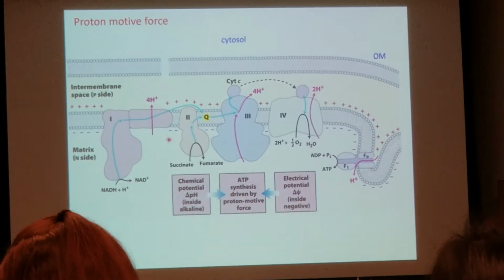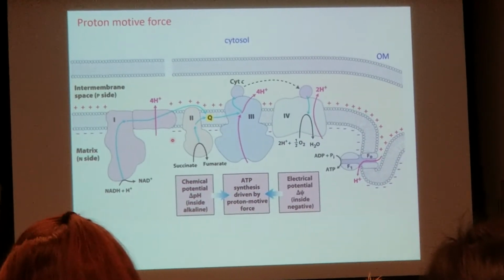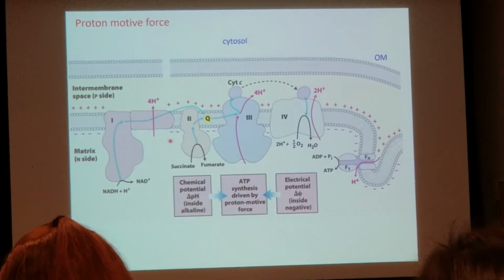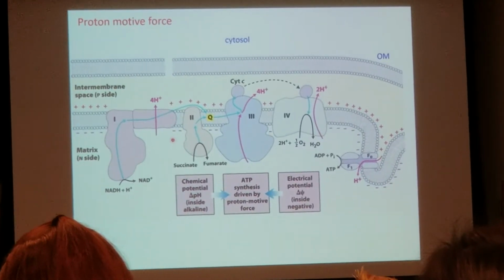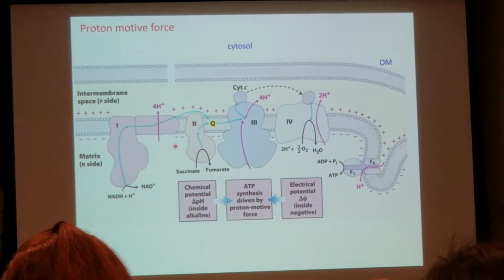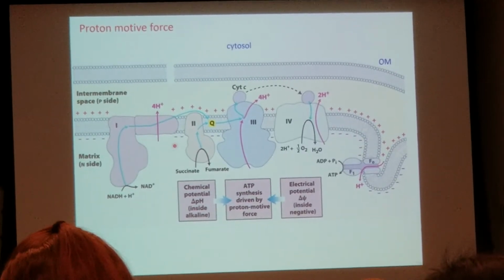So we've got to get across in our mind that having a high concentration of protons on one side of an impermeable membrane is a source of energy. And we're going to see this again in photosynthesis. Turns out most of the energy on the planet is due to proton gradients, not glycolysis.